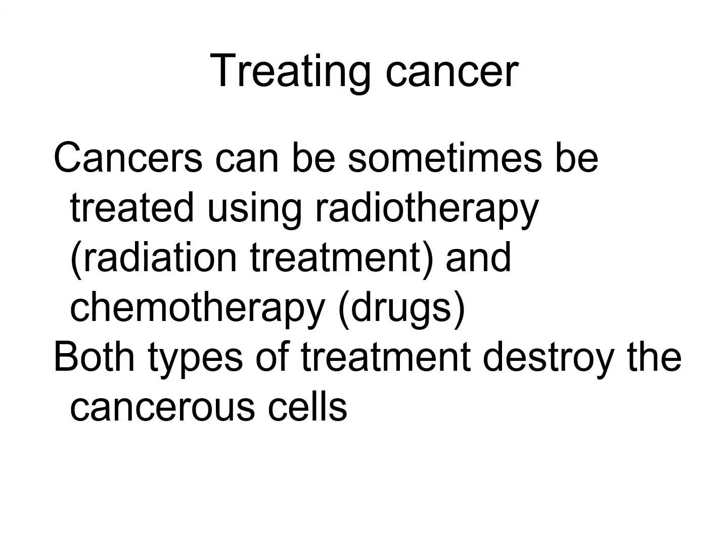So remember, cancer is caused when cells are damaged. The DNA becomes damaged and so faulty cells are produced, and that's what we mean by cancer. So we can treat cancer using radiotherapy, which is radiation treatment, and chemotherapy, which are drugs. Both types of treatment destroy the cancerous cells, or aim to, but sometimes they can destroy healthy tissues too, and you may be aware that radiotherapy and chemotherapy can cause side effects which are not very nice.